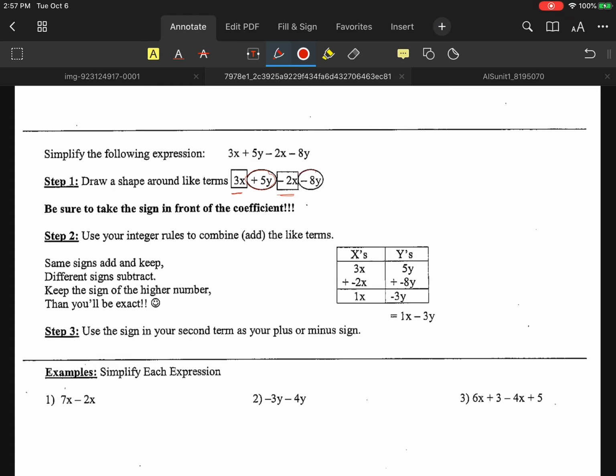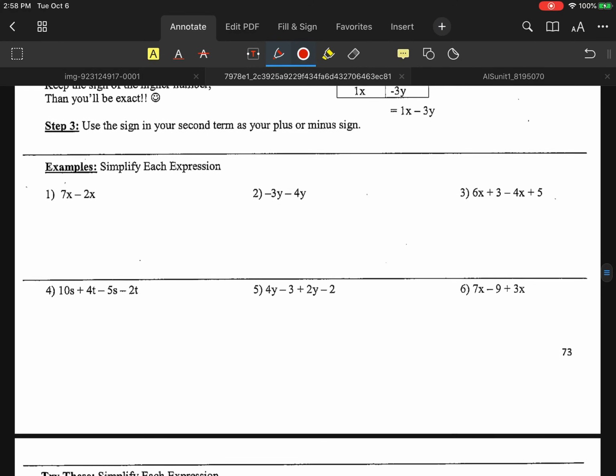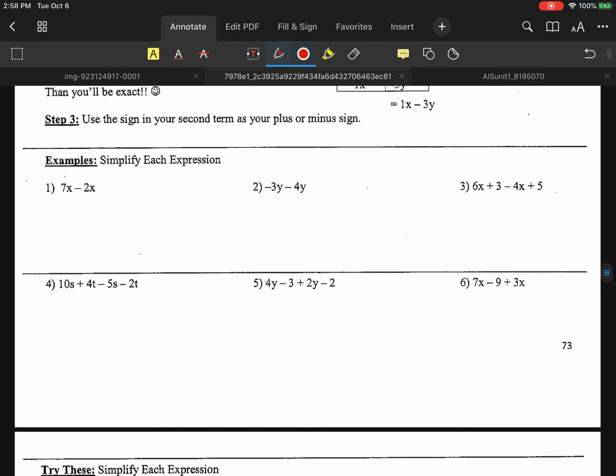Then I put circles around the 5y and the 8y, again, taking the signs with those numbers, because if the signs are different, I'm going to have to subtract, where if the signs are the same, I will have to add. So make sure, again, that you circle or use your shapes with the signs that are in front of those coefficients, in front of those letters. So let's try some. Again, let's just do evens. So 2, 4, and 6, so we can save the odds for class.